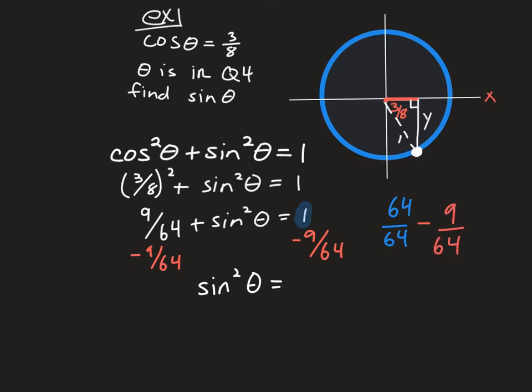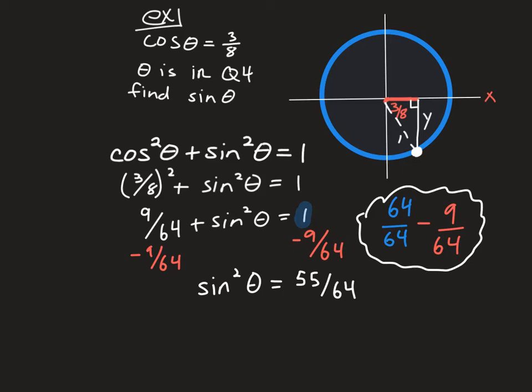So this is perhaps my mental math, or my little off to the side math. So I'm going to go 64 minus 9. Well, 64 minus 10 is 54, so 64 minus 9 is 55. So that's going to be 55 over 64. All right, and I'm just about there.